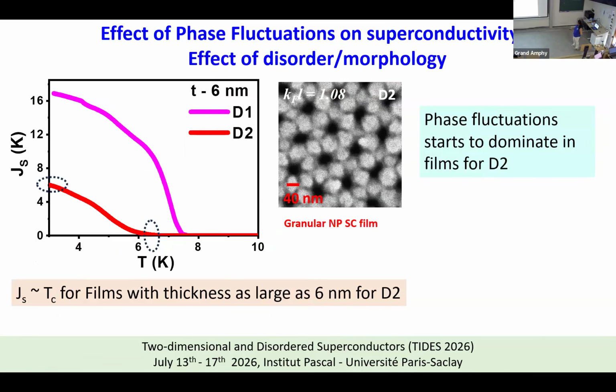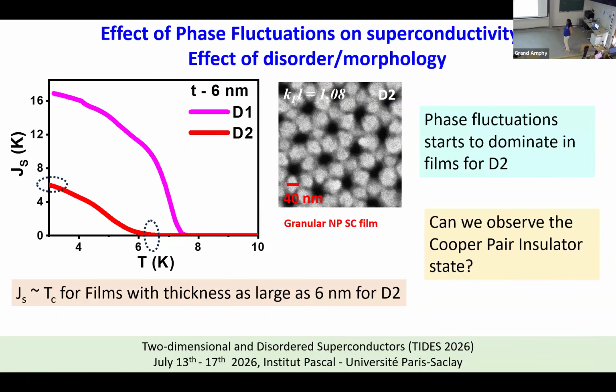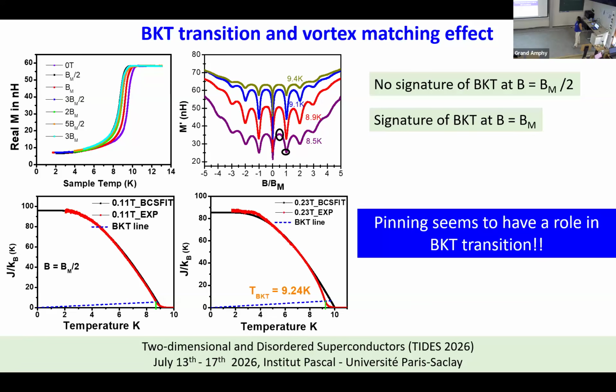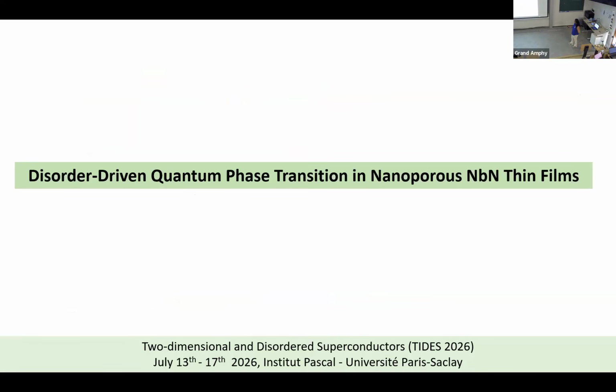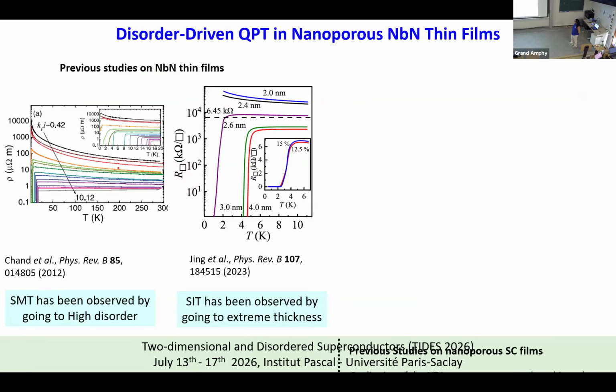However, one thing we need to note is that if you look at the superfluid stiffness for the films grown on the D2, or the second disorder films, the Js becomes comparable to the DC, which means that phase fluctuations have started to dominate in these kinds of films, and this becomes a good candidate to look at whether we can see this Cooper-paired insulator state in these films. So this I will skip. I will just show this part.